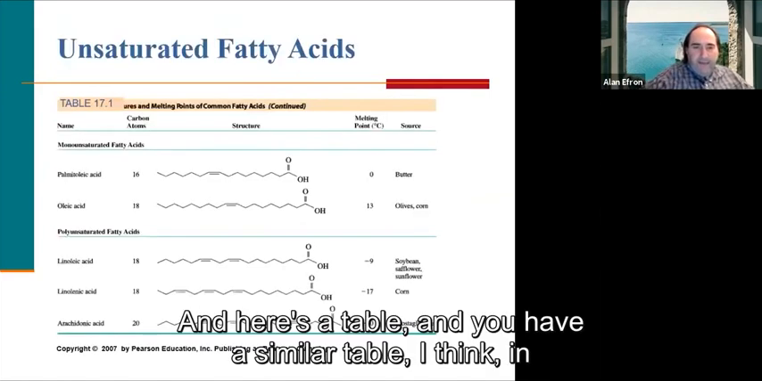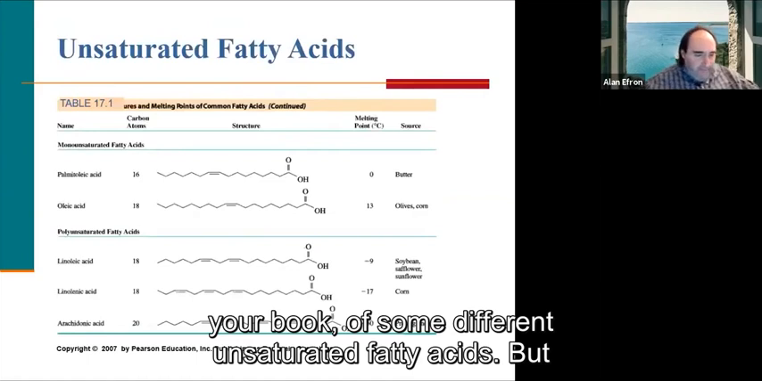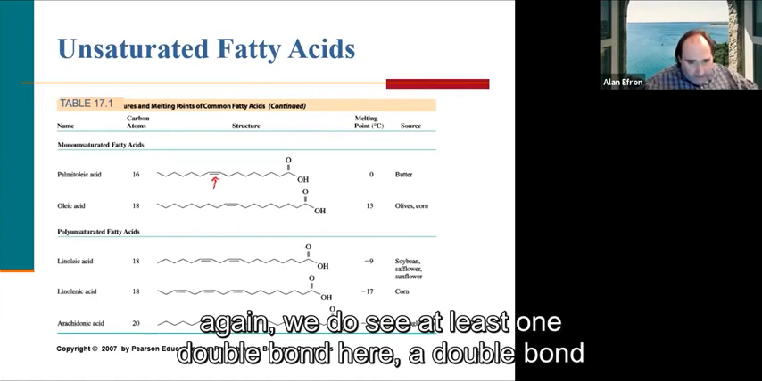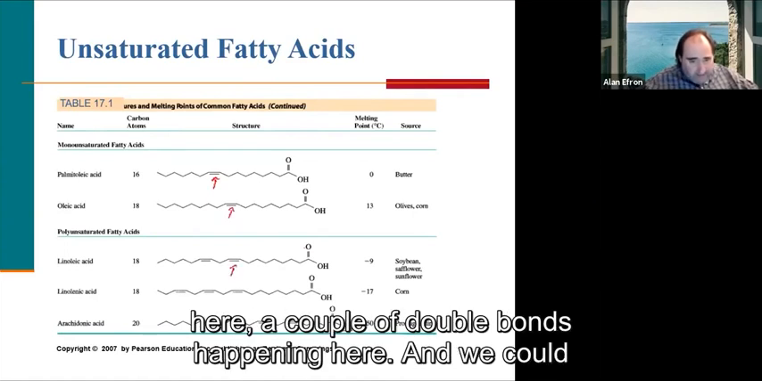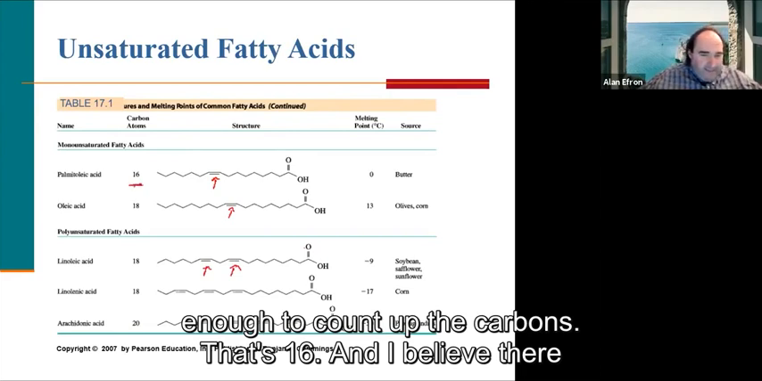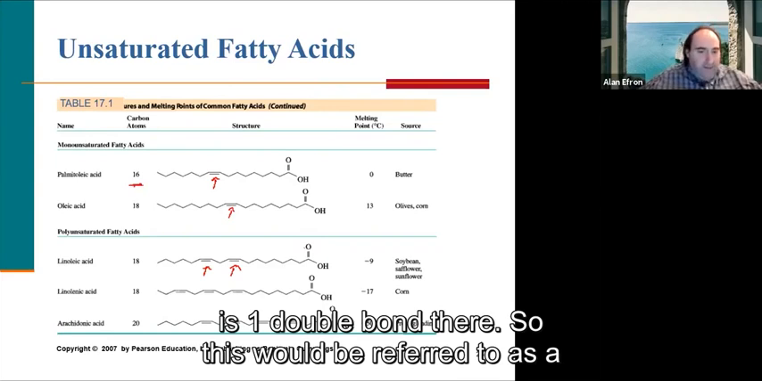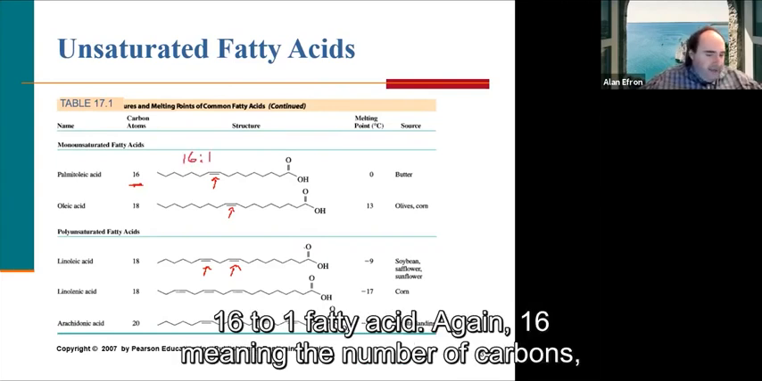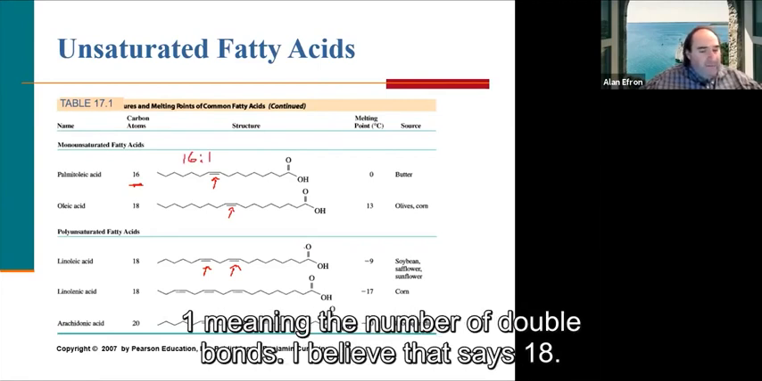And here's a table, and you have a similar table, I think, in your book of some different unsaturated fatty acids. But again, we do see at least one double bond here, a double bond here, a couple of double bonds happening here. And we could classify unsaturated fatty acids the same way. They were nice enough to count up the carbons. That's 16. And I believe there is one double bond there. So this would be referred to as a 16 to 1 fatty acid. Again, 16 meaning the number of carbons, 1 meaning the number of double bonds.